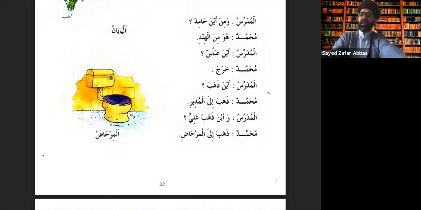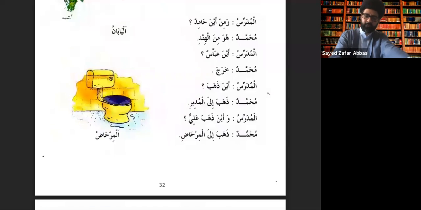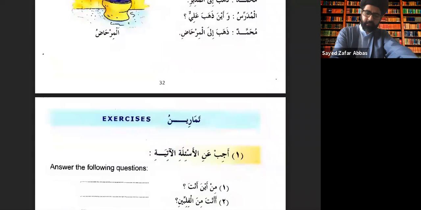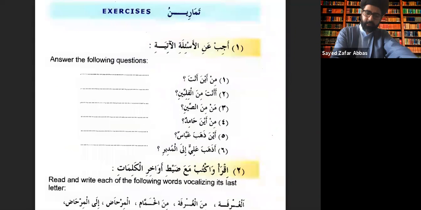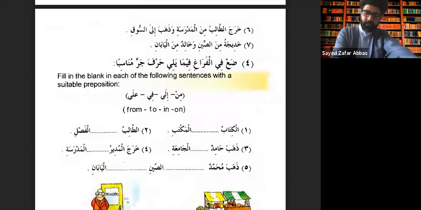Al-Mudarris: Wa ayna dhahaba Ali? And where has Ali gone? Muhammad replied, dhahaba ila al-mirhad. He has gone to the toilet. Mirhad, we got a picture there to tell us what is mirhad. If we go to the next page, please. So we will conclude, inshallah, for this lesson. This is the last page in this lesson, and then we'll complete and then conclude.